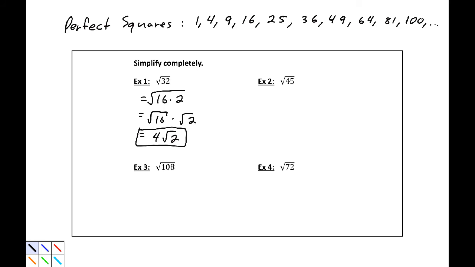All right, now 45. Looking at my list, I can start looking here. 36 doesn't divide into 45, neither does 25, neither does 16, but 9 does. So this will be square root of 9 times 5. Square root of 9 is 3, so this is 3 root 5.